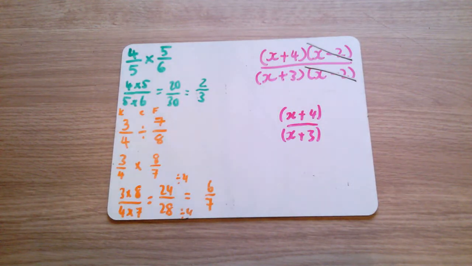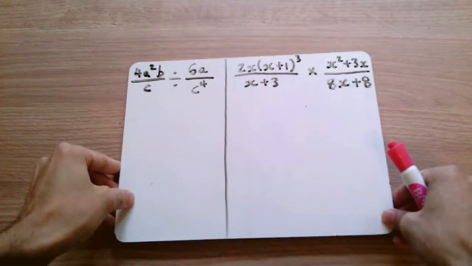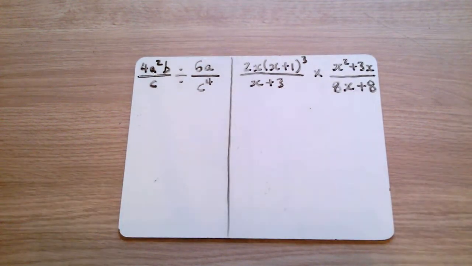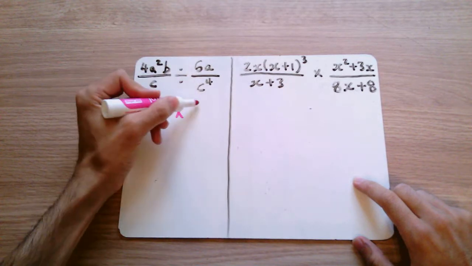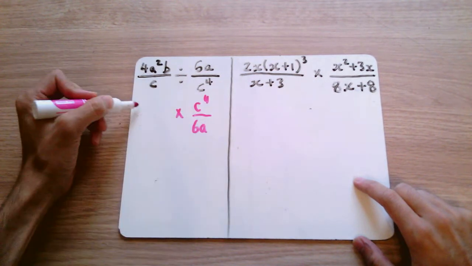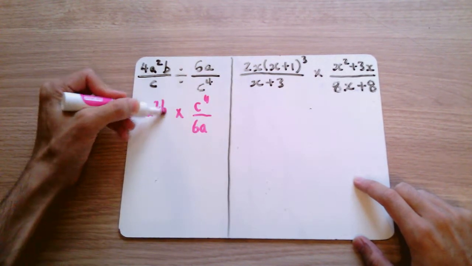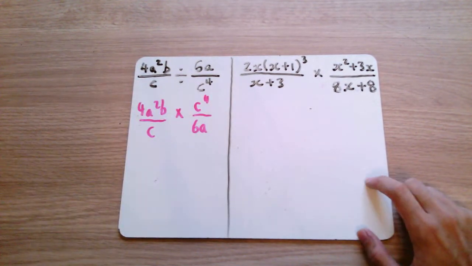So if we now apply all of this together into a few questions on multiplying and dividing algebraic fractions, we have these two examples ahead of us. Now, if we look on the left-hand side, this is a division question. So when we are doing division, we have to use the process of changing the division to a multiplication and flipping this fraction and turning it into its reciprocal. If you want to use, as I said, keep, change, flip, you can do. But we get 4a squared b over c times c to the 4 divided by 6a.